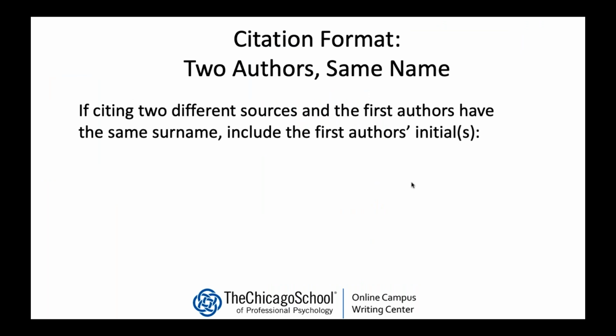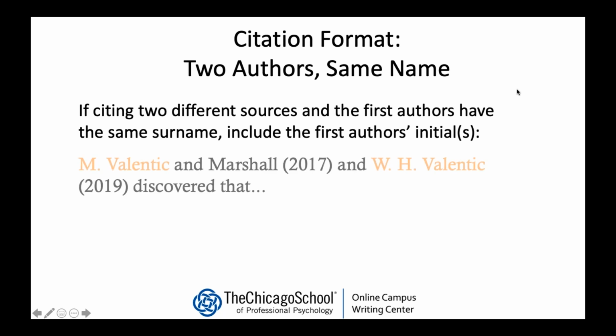Citation formatting. Two authors, same name. This is a strange one, right? But it can happen, especially, for example, something like Smith, right? So if you have two authors where the first authors have the same surname, you're going to do something like this. You're going to use the initials.